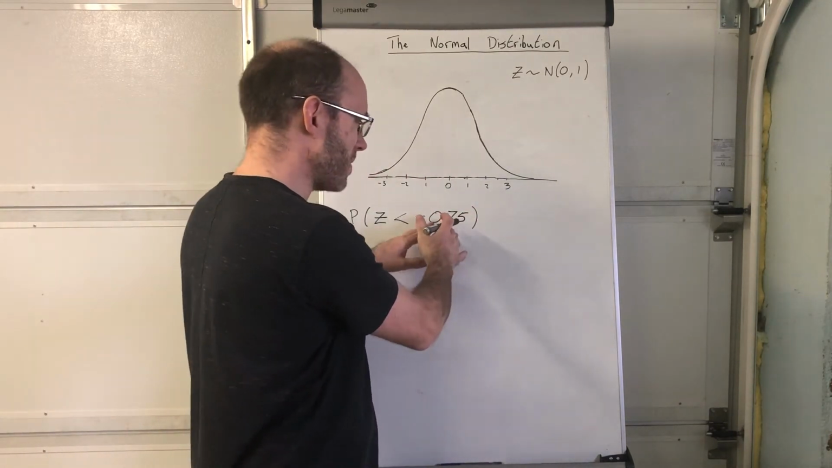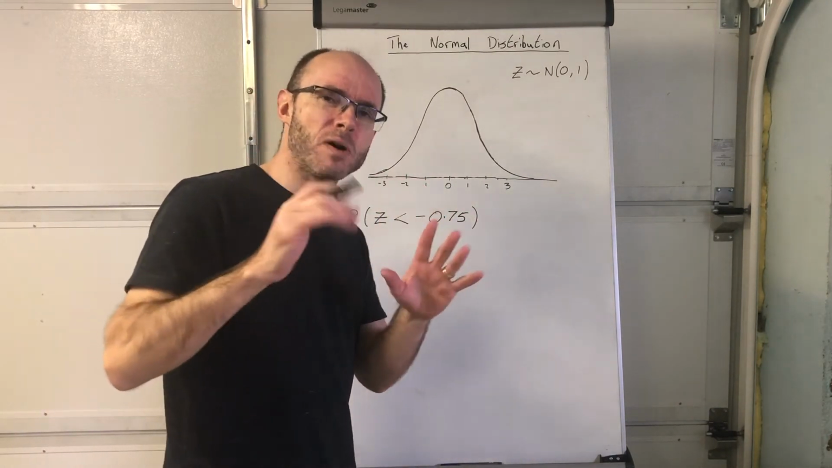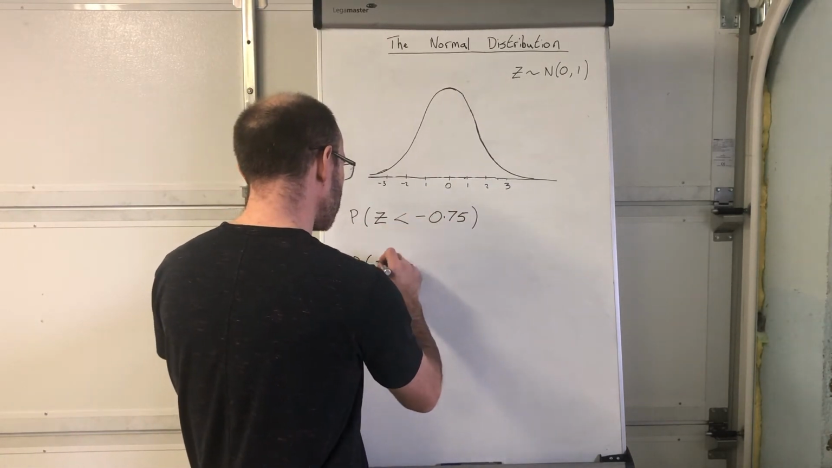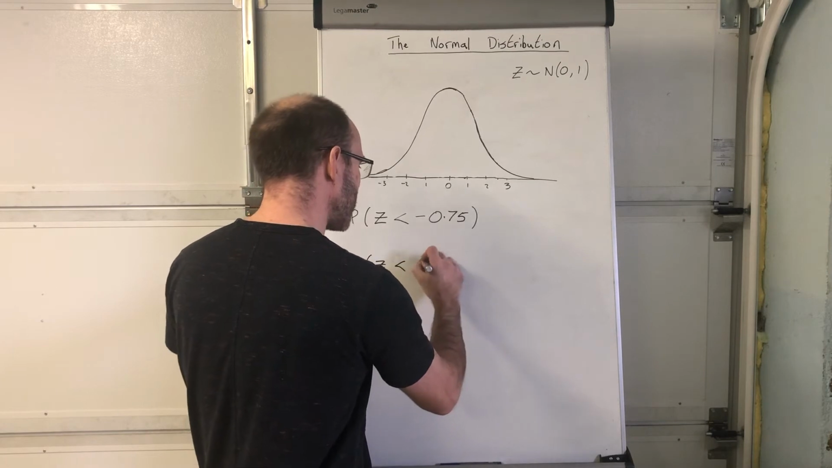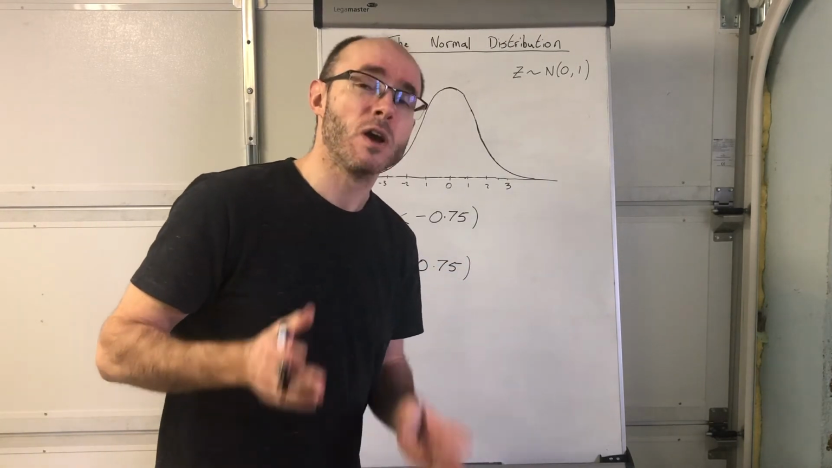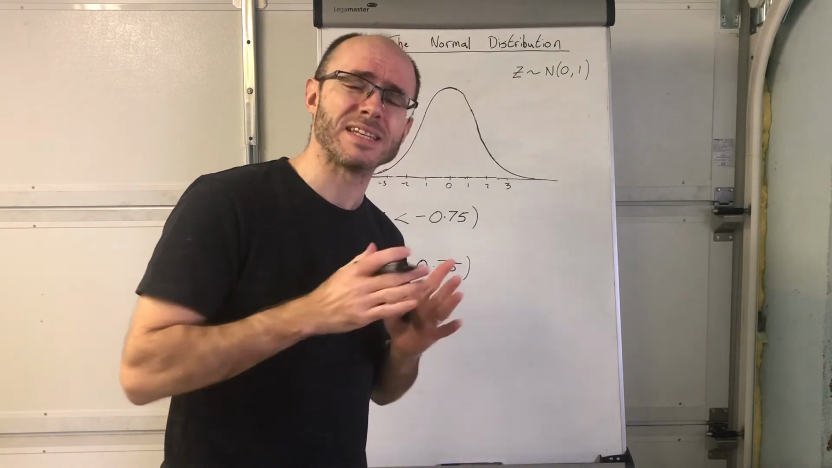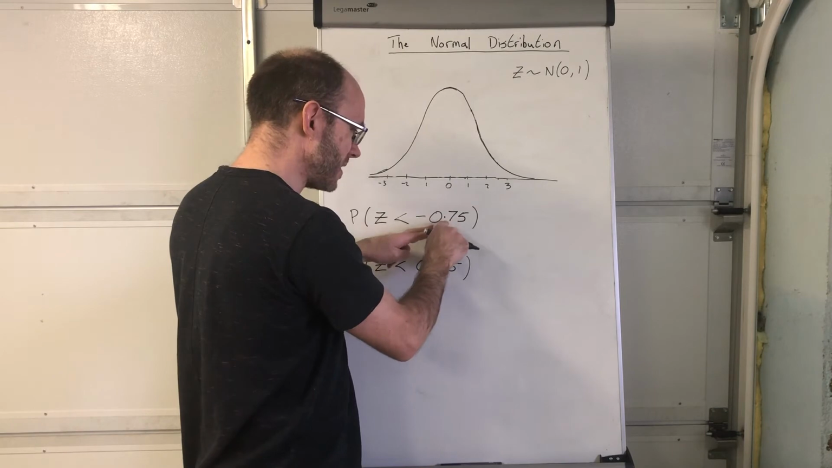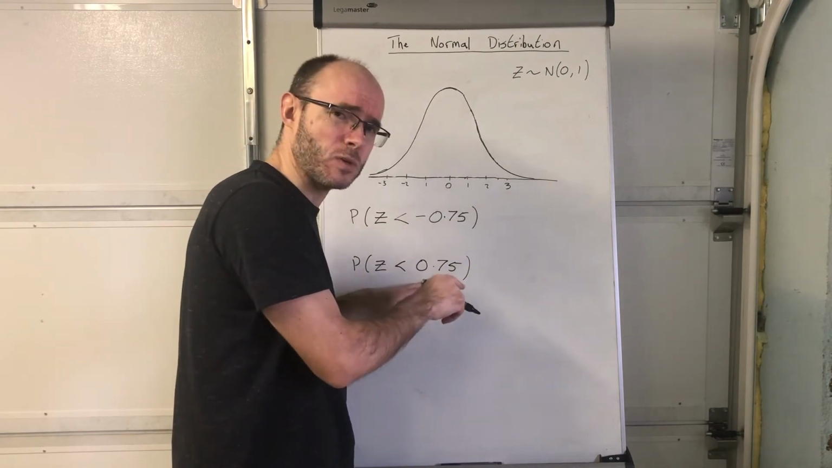Let's ignore that for the moment. Let's look at the modulus of negative 0.75. Let's look at instead the probability of z is less than 0.75. The reason we're going to do that is because we can find the probability of z is less than a positive value. So we're going to use the table instead to find that, because we can actually do that.